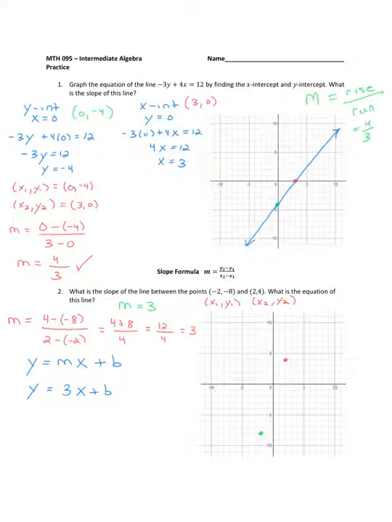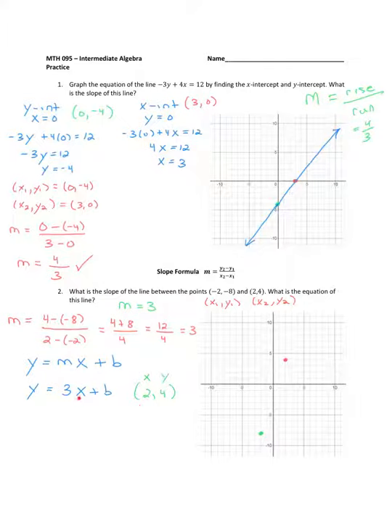How can you do that? If you go back to this part of the question, I gave you 2 points. You can use either one of these points to solve for b. For example, I'm going to use 2 comma 4. Let me put that below here. 2 represents an x, and 4 represents a y.